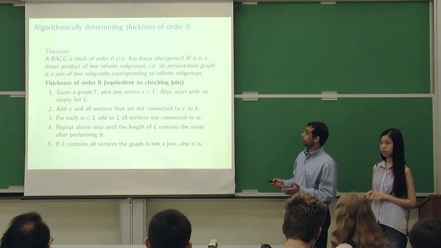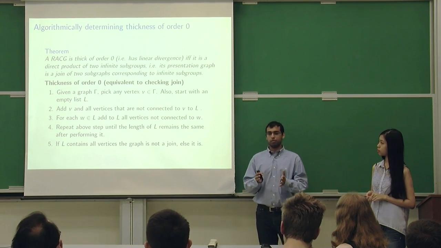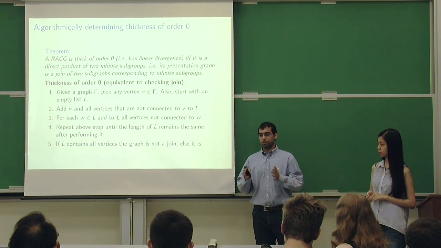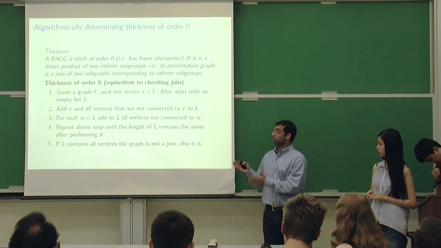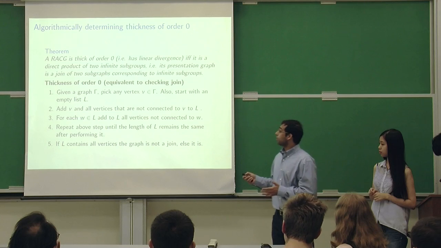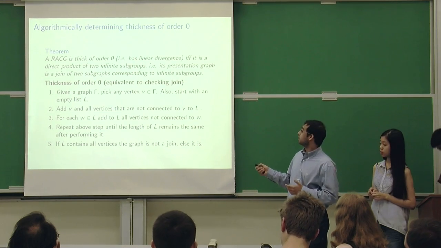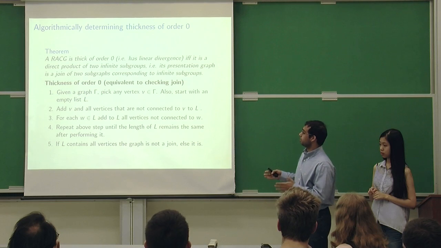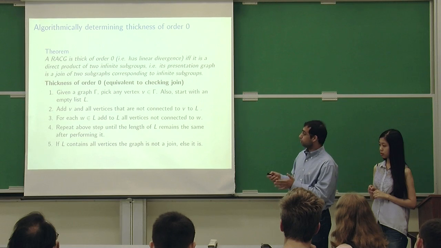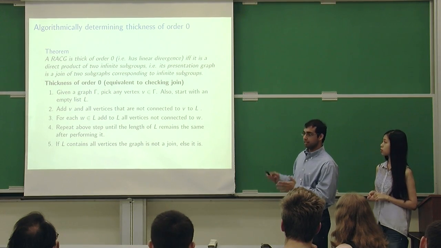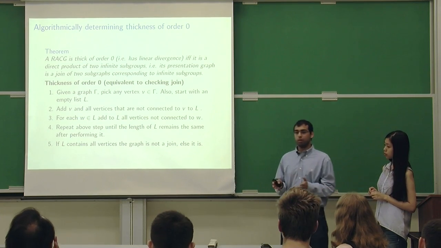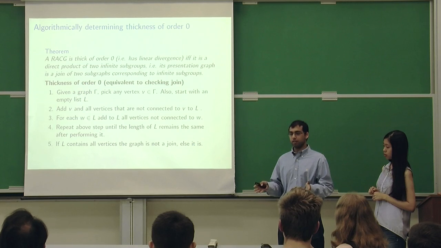To start off, I'm going to talk about a couple of basic algorithms that we implemented in both Python and C++ to get exact thickness for order 0, and then I'm going to talk about thickness of order 1. We have a theorem that thickness of order 0, which is, as Lena said, basically having linear divergence, is equivalent to being a direct product of two infinite subgroups, or equivalently the graph being a join, as long as it's not a join with a clique. Effectively, the problem boils down to checking whether a graph is a join.